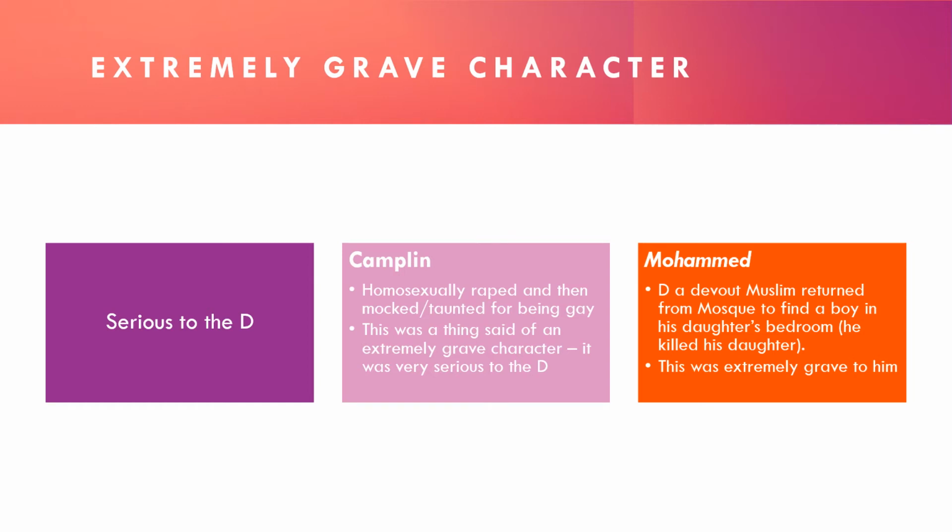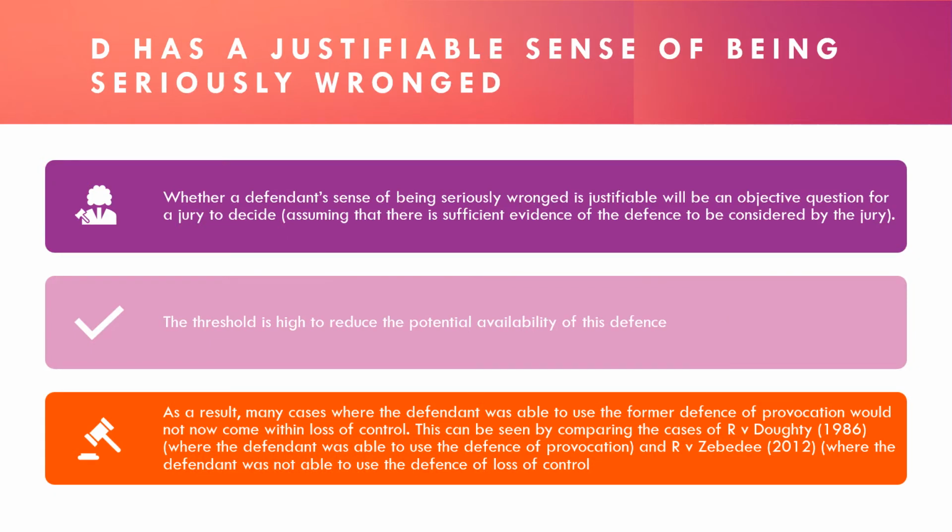And in Muhammad, the defendant, who was a devout Muslim, returned from a mosque to find a boy in his daughter's bedroom, and he killed his daughter. Now, this was extremely grave to him. There can be no doubt in this case. However, we'll come to whether it satisfies this element next.